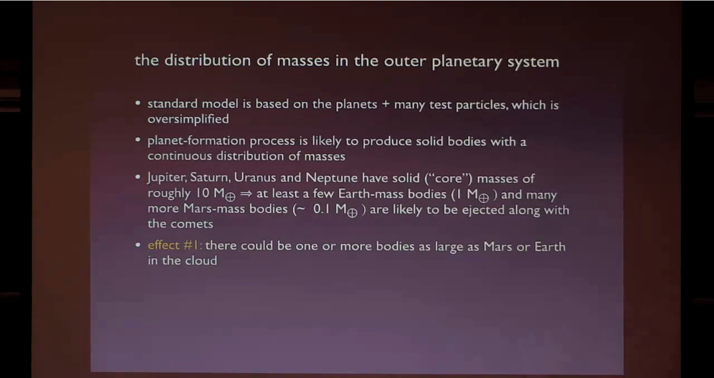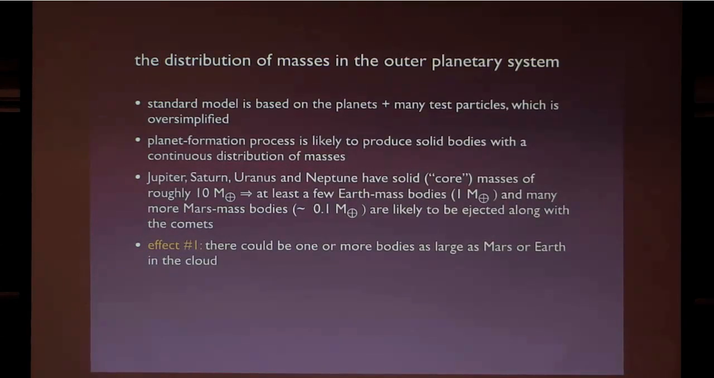The standard model basically has two kinds of particles in it. It has planets, which are quite massive, and it has test particles that have no mass. That's almost certainly oversimplified in the standard models of planet formation. Since the planets are built up by accumulating planetesimals, it's inevitable that there are, or should at one point have been, bodies of intermediate mass.